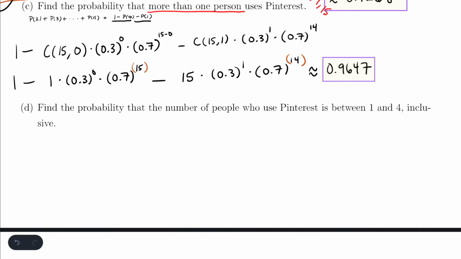Now anytime we have a phrase like this, we know we first need to translate what that means in hard numbers. So what does 1 and 4 inclusive mean? What are acceptable values? Well, inclusive means you can include the endpoint, so that means you can have 1. And between 1 and 4 are the numbers 2 and 3, and since it's inclusive, I can include 4. So basically, they're looking for the probability that you've got 1, plus the probability that you've got 2, plus the probability that you've got 3, plus the probability that we have 4.